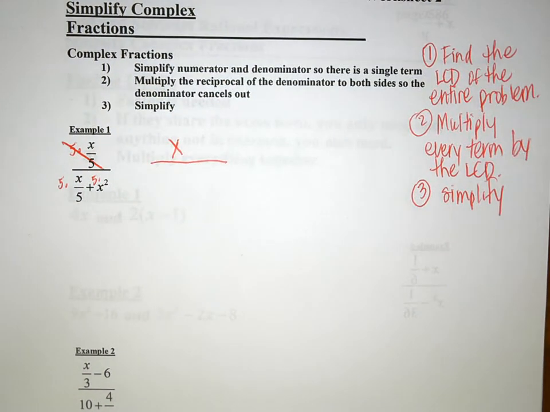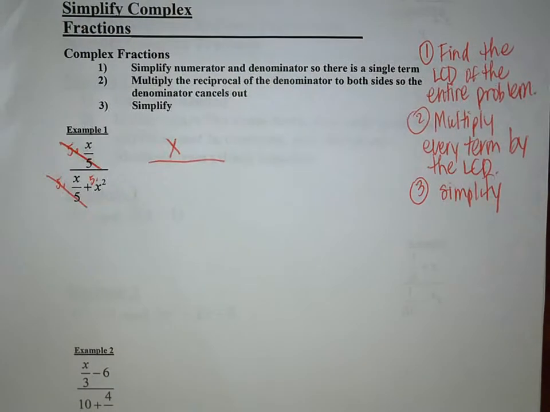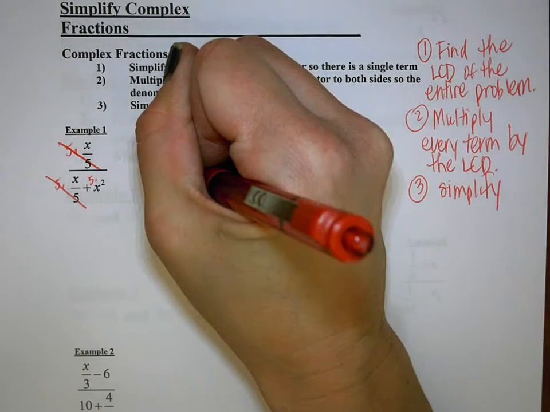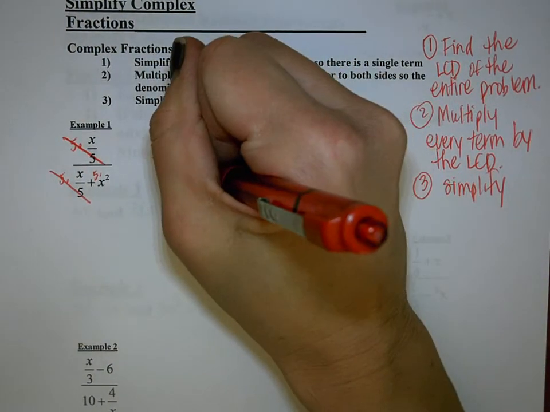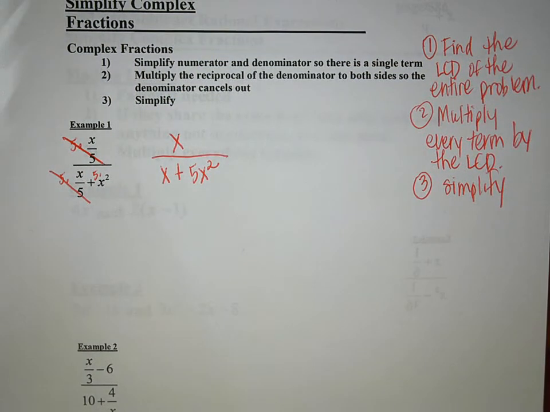Now I'm going to the denominator. On that first term, the 5's cancel out, and I am just left with x. Plus 5x squared. There's nothing to cancel there, and so we multiply it together, and I have 5x squared. Now, so we took care of step 1 and step 2. Step 3 is to simplify.